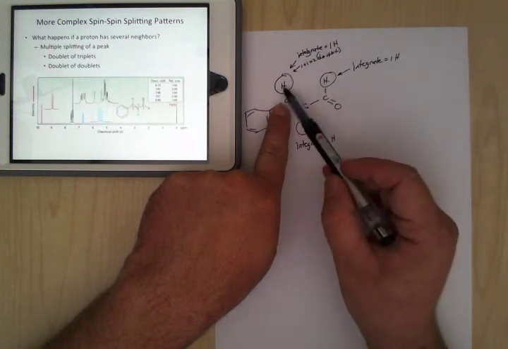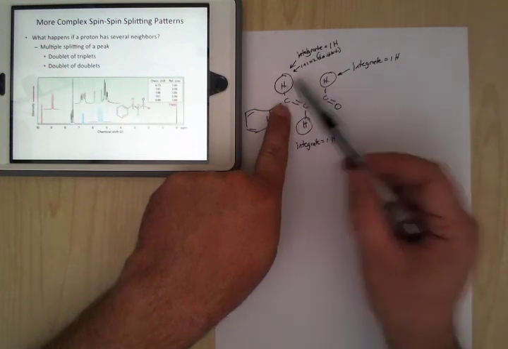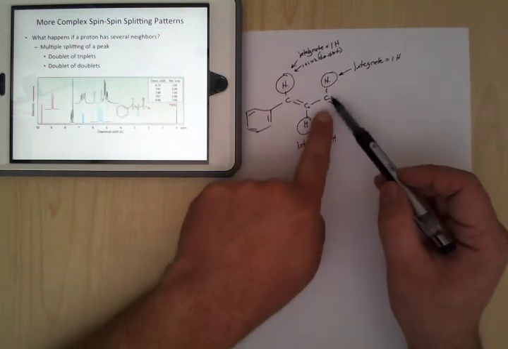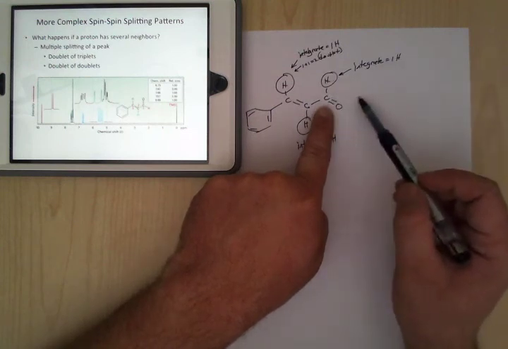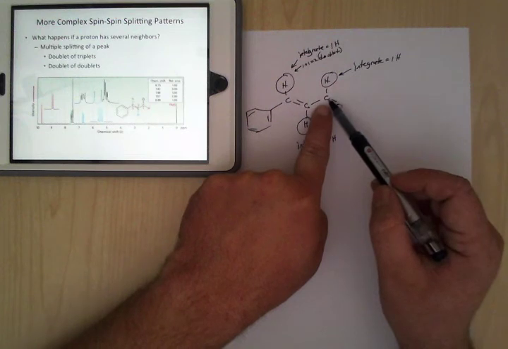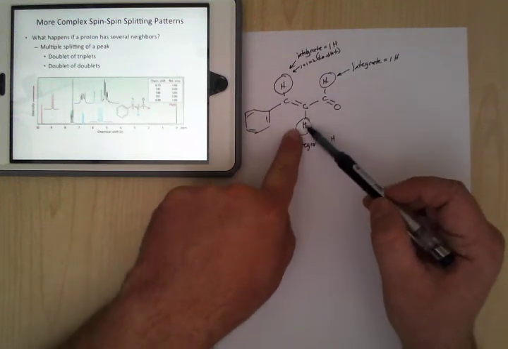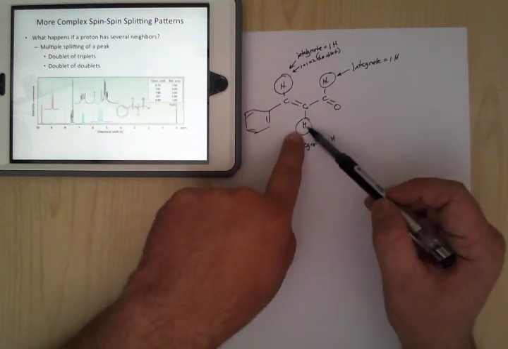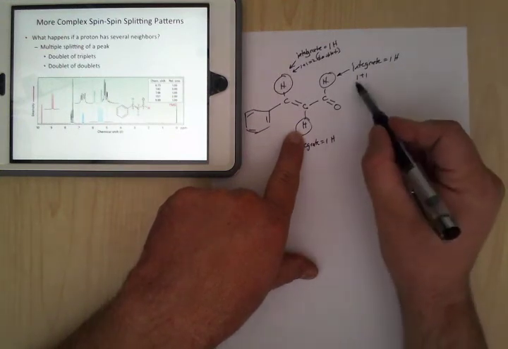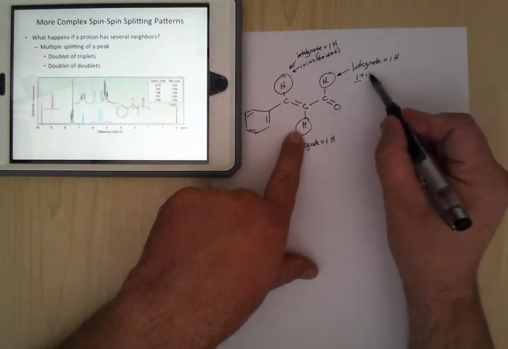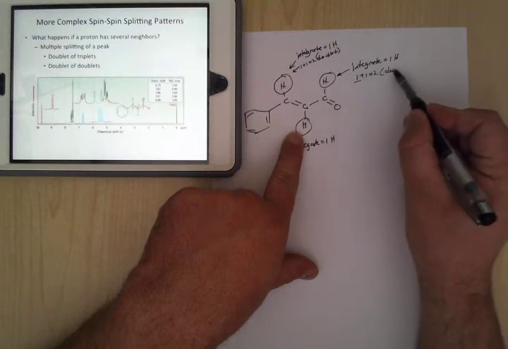So this is going to be a one hydrogen doublet. This signal here is again going to integrate for one hydrogen. It doesn't have any neighbors on this side, it just has the oxygen, which has no hydrogen. But on this side there's one hydrogen, so you're talking about 1 plus 1, neighbors plus 1 equals 2, so it's going to be a doublet as well.